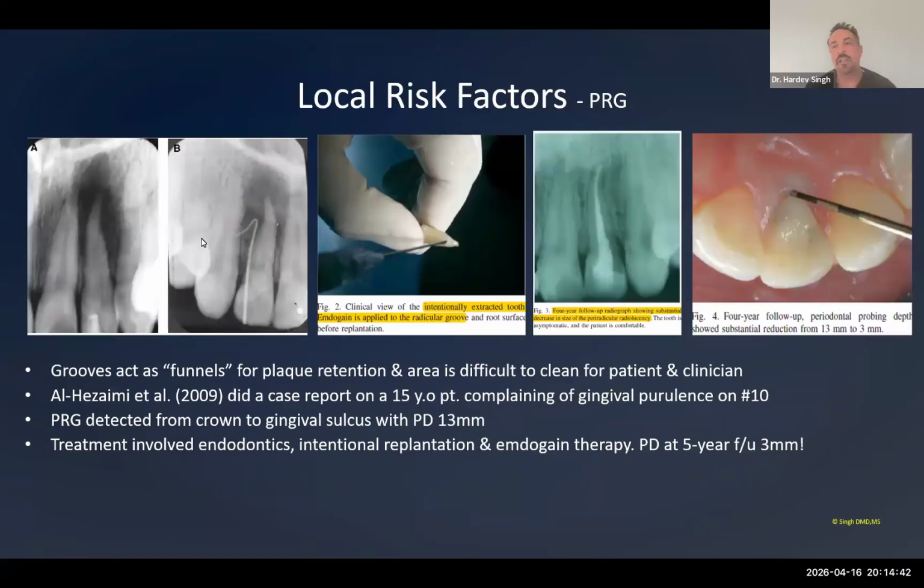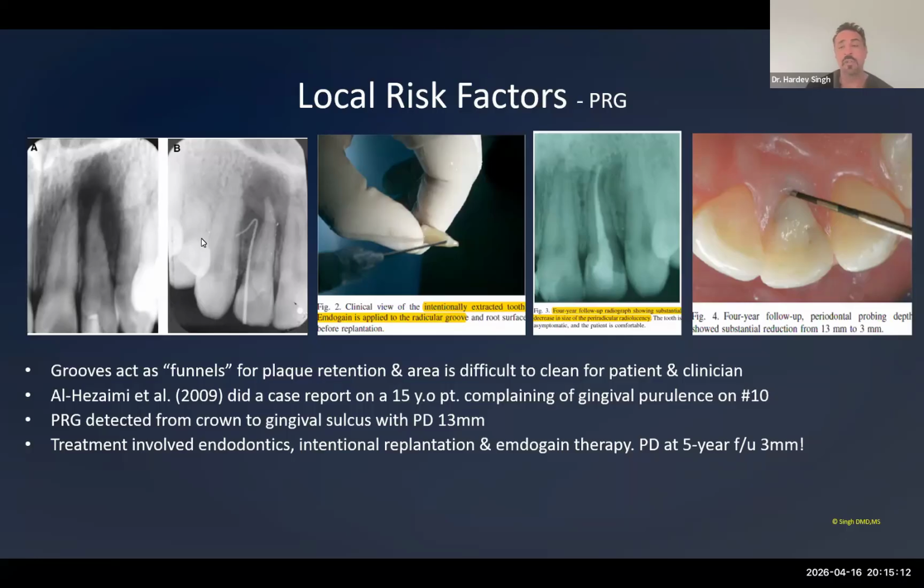Here was a case done by one of my attendings, Dr. Al Hazimi, who is a board certified endodontist and a periodontist. He had a 15-year-old patient with a pocket of 13 millimeters. And this is truly remarkable. The parents did not want the tooth to be removed. It was a young girl. Dr. Hazimi did something that is amazing.